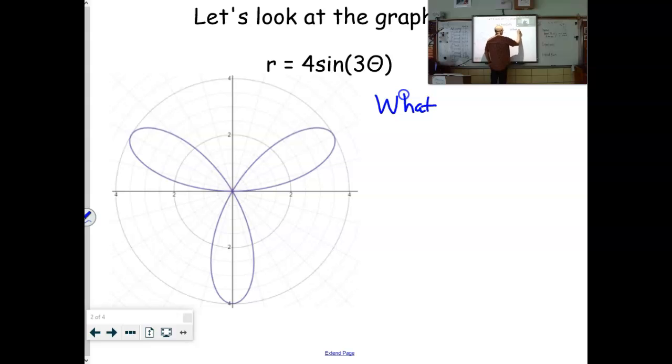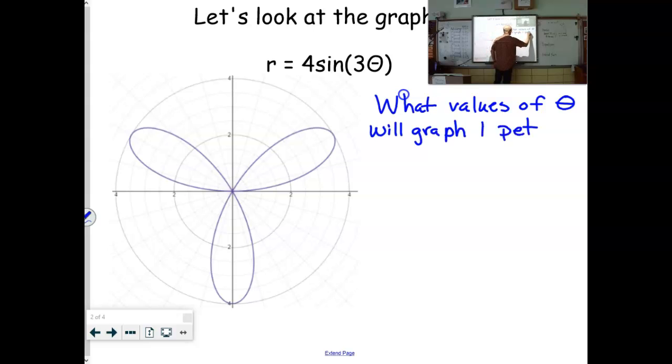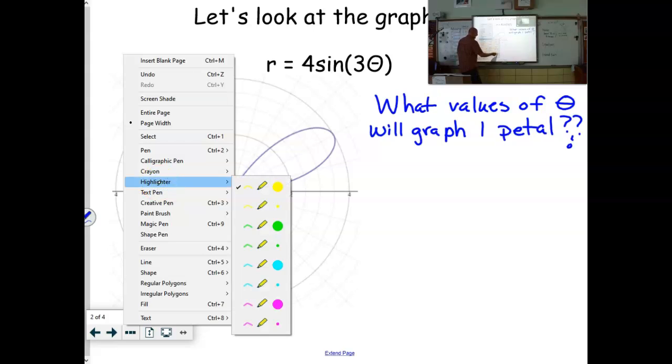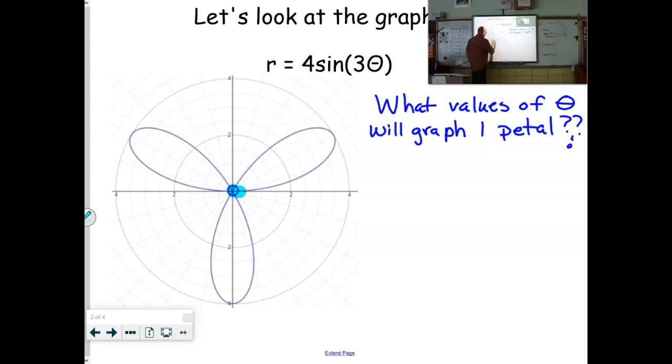What values of theta will graph one petal? That's the question we have today. So let's take our highlighter, and say I wanted to know how I would end up with just a graph of this piece right here. This one petal is what I want to look at.